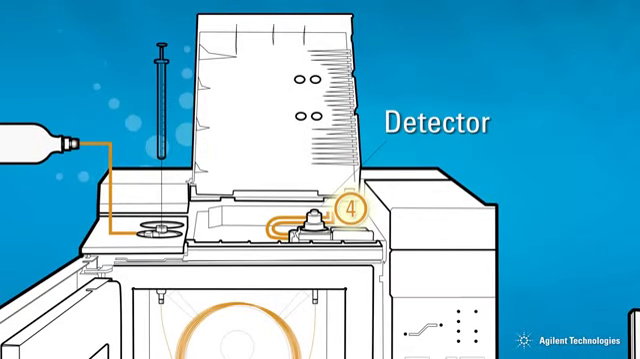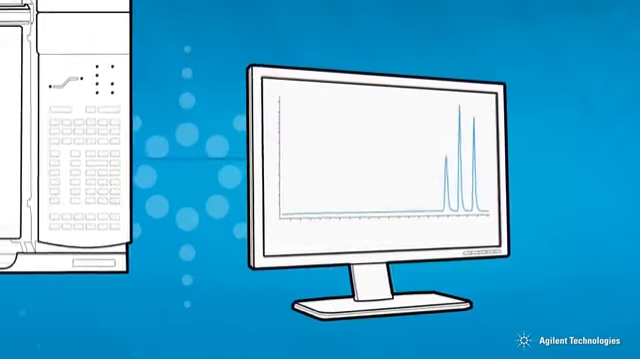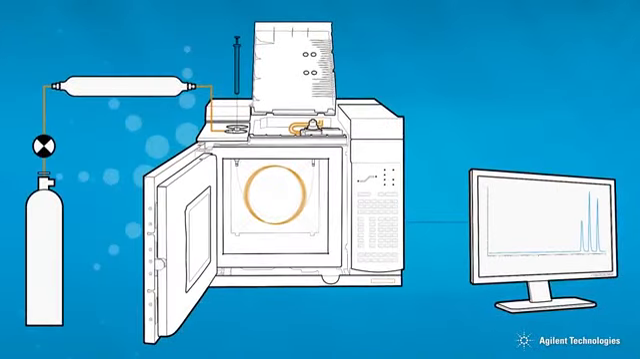Detector. After the sample is separated, it exits the column into one of many different types of detector where the amount of sample present in the original sample mixture is measured. A computer chem station or integrator is used to measure the amount of sample components as they pass through the detector, and also to identify those components based on retention time.